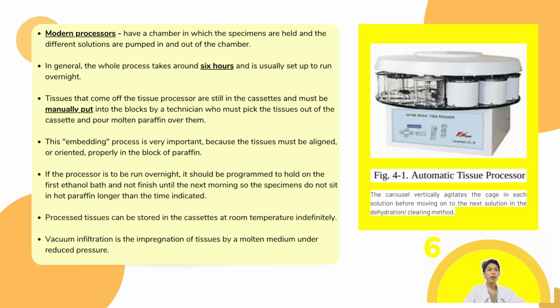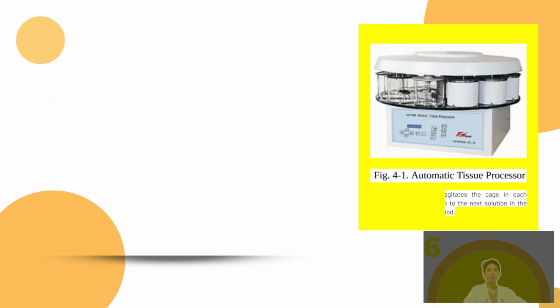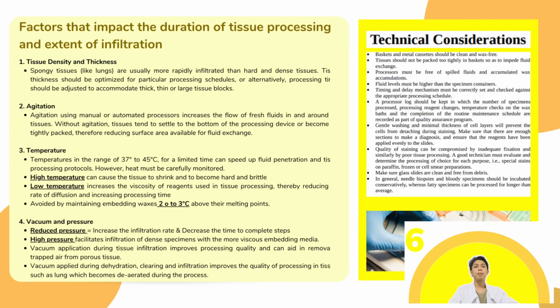So on your left, we also have another picture of the automatic tissue processor. The carousel vertically agitates the cage in each solution before moving on to the next solution in the dehydration or clearing method. There are different factors that impact the duration of tissue processing and extent of infiltration. There are four. First, we have tissue density and thickness. Second is agitation. Third is temperature, and fourth is vacuum and pressure.